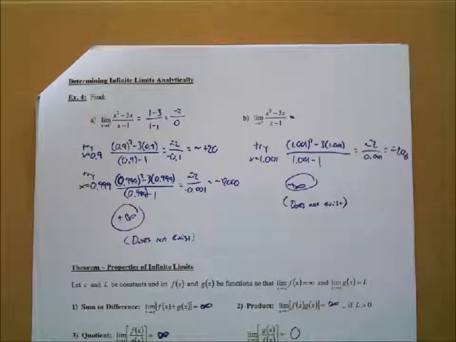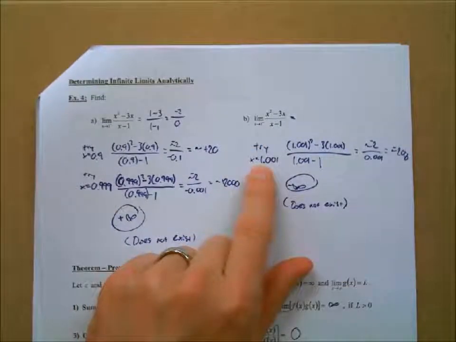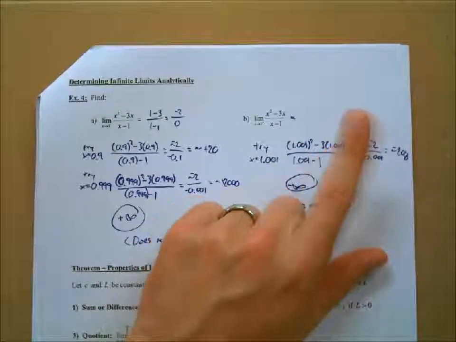Likewise, if we change up our limit and approach 1 from the right, now we'll plug in something just a little bit bigger than 1. So I just went straight for the jugular here and went 1.001. Again, our numerator is going to get really close to negative 2.